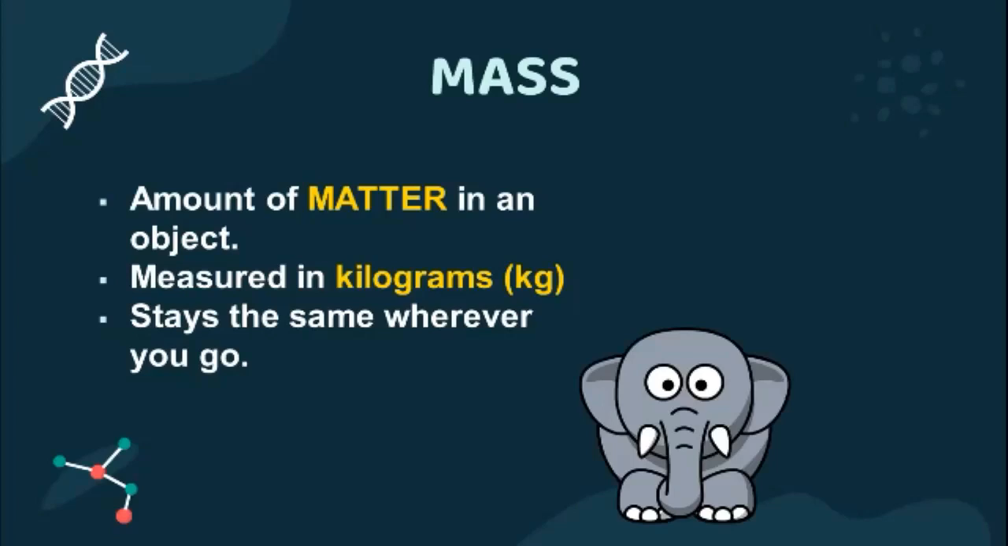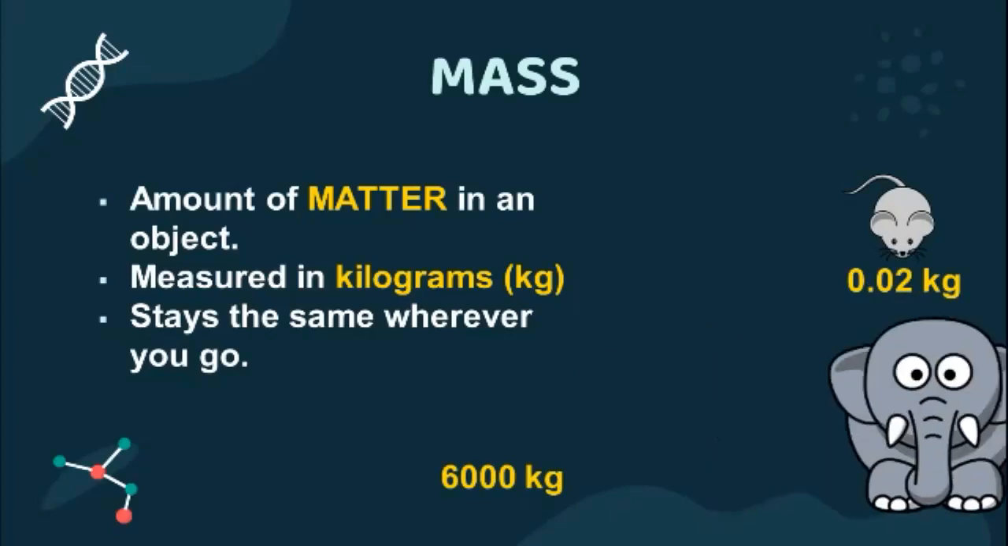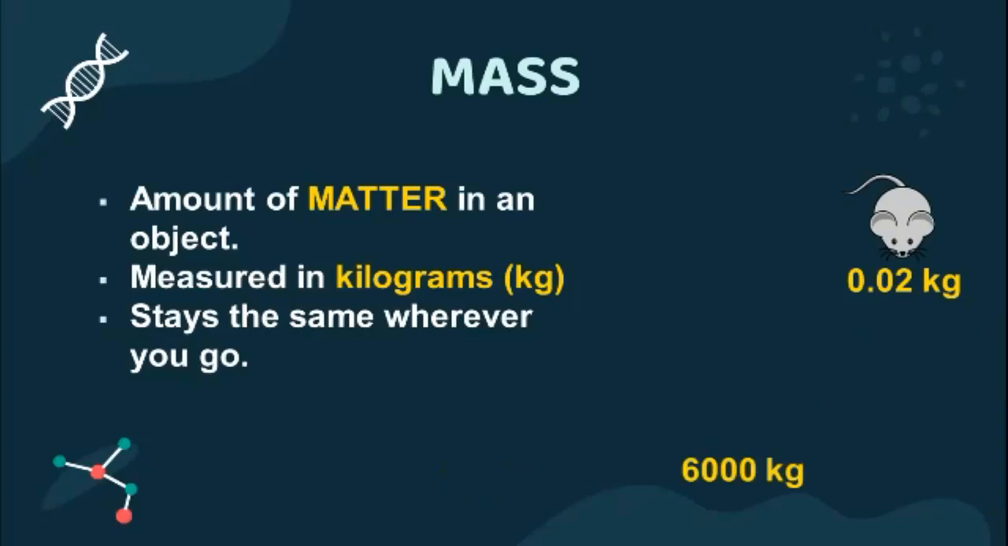For example, this elephant is said to have a mass of 6,000 kilograms, while this mouse has a mass of 0.02 kilogram. I should also add that the mass of an object is measured using a device called a beam balance.